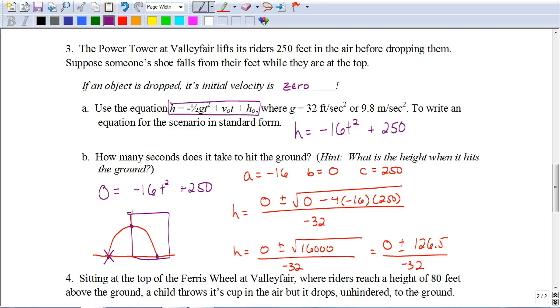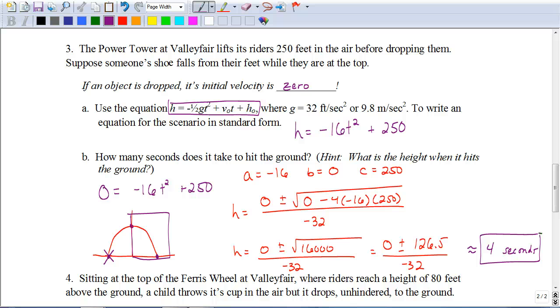Now you could find both of them if you want, or think logically about it. If I took 0 plus 126.5, I'd get a positive number, and 126.5 divided by negative 32 would give me a negative answer. So that's the number I don't care about. Or if I take negative 126.5 divided by negative 32, that's going to give me a positive answer. And when you do that, you get approximately 4 seconds as your answer. So it would take just under 4 seconds for your shoe to hit the ground if you dropped it from the top of the power tower at Valley Fair.